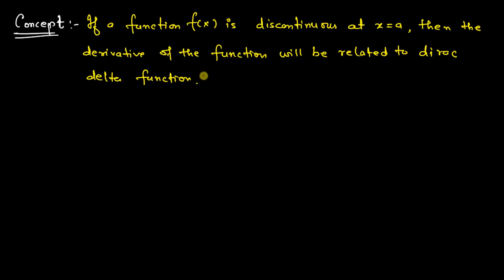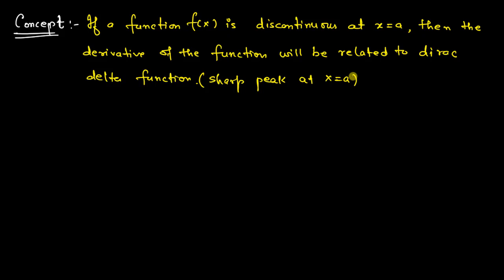It means that this function has a sharp peak at x equal to a. Let me explain in Hindi for some students: if a function is discontinuous at x equal to a, and you take its derivative, then where the discontinuity was, there will be a representation by a Dirac delta function.